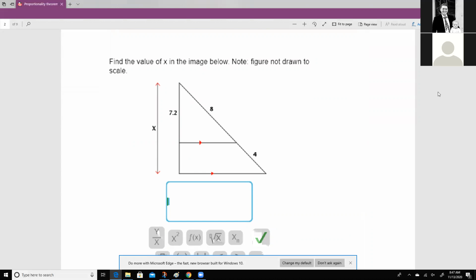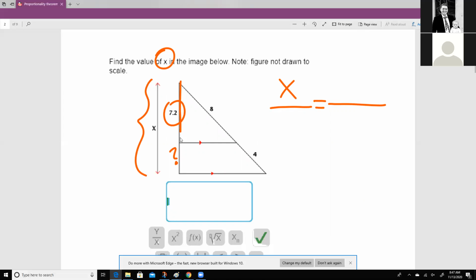Now, if I look at this problem, I'm actually not going to solve this using the triangle proportionality theorem. The reason for that is I don't know this piece, but I do know this whole side. I know that whole side's x, and what I actually want to find is x, so I'm just going to go ahead and use the big triangle. So I know x. Now x corresponds to 7.2 because that's my other vertical side.